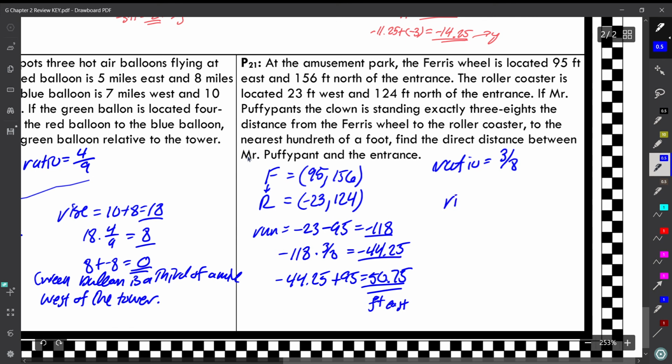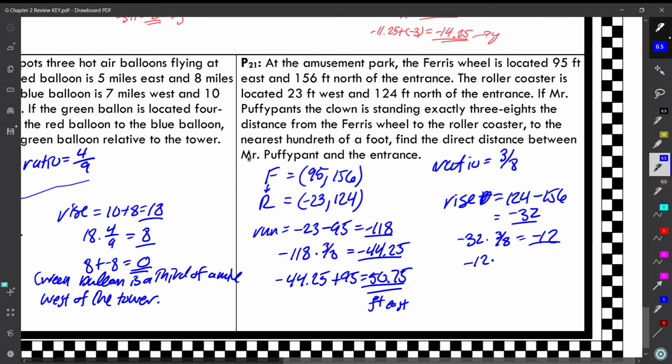Alright, my rise. We'll take the 124 minus the 156. It just tells me I'm going closer to the entrance, right? 124 minus 156 is just a negative 32. Take that negative 32, multiplied by the ratio of 3/8. 32 divided by 8 is 4, and then negative 4 times 3 is negative 12.